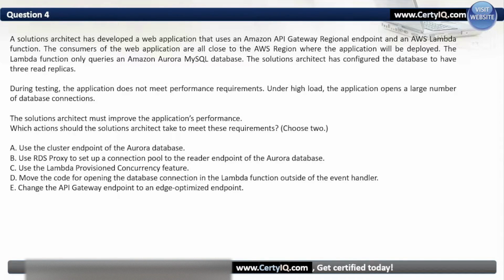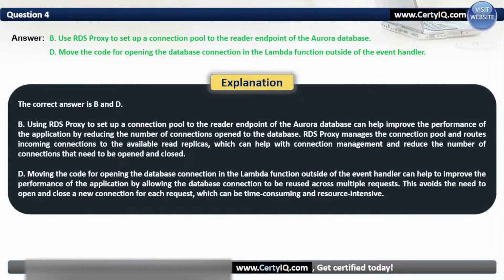The correct options are B and D, that is, use RDS Proxy to set up a connection pool to the reader endpoint of the Aurora database, and move the code for opening the database connection in the Lambda function outside of the event handler. The correct answer is B and D.